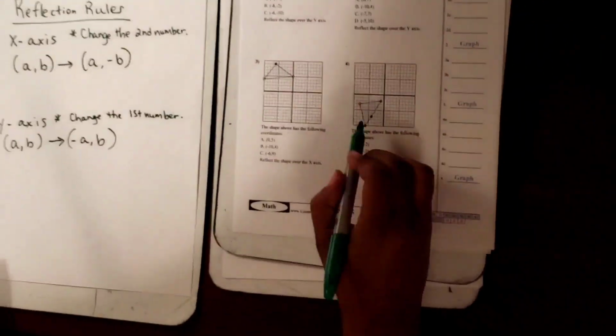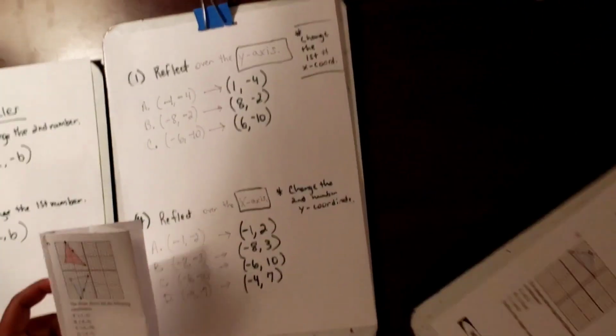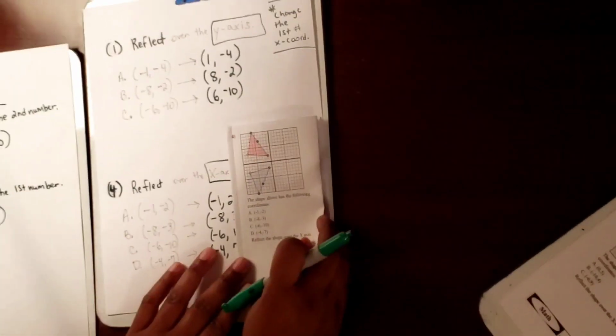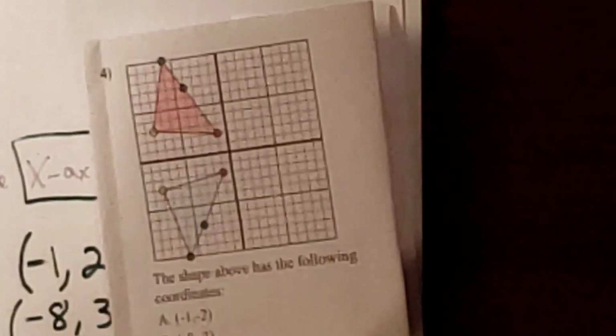Let's see where the original one was. The original one is in blue, and it's in the third quadrant. And if we look at the answer, we can zoom in for you. The new one, reflecting over the x-axis, would be above it in the second quadrant. So all you do is just plot those points, and then it will put the shape where it's supposed to go.